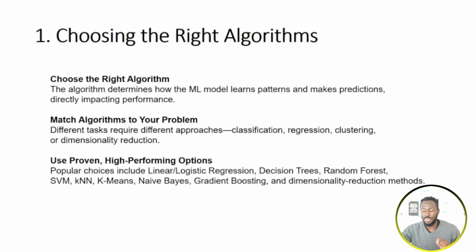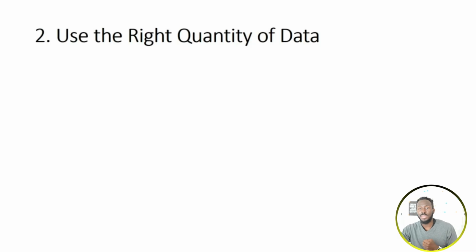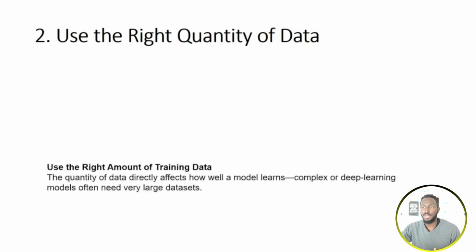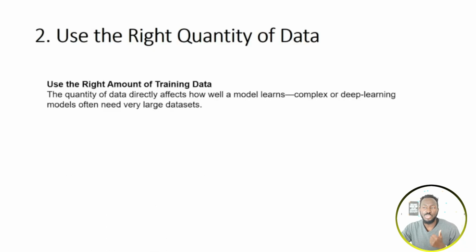Choose the right algorithm. Let's look at the second thing we can improve on so that the performance of our model also gets better. So there are 2 things here. There's quantity and quality. Let's first look at the quantity of data that we feed our model. So we need to use the right amount of training data. Here's a rule of thumb which works all the time.